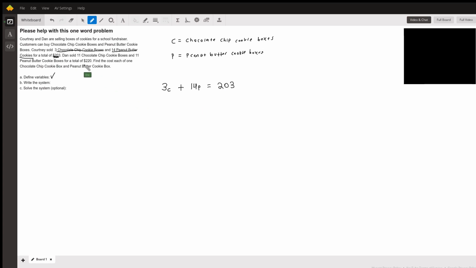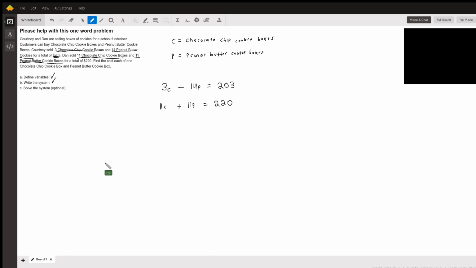For our second equation, we know Dan sold 11 chocolate chip cookie boxes and 11 peanut butter cookie boxes. So that's going to be 11c to represent his 11 chocolate chip cookie boxes plus 11p. And that gives us $220. All right, so now we wrote the system, so let's give that a check mark, and we can solve the system.